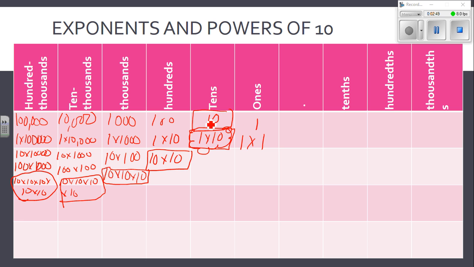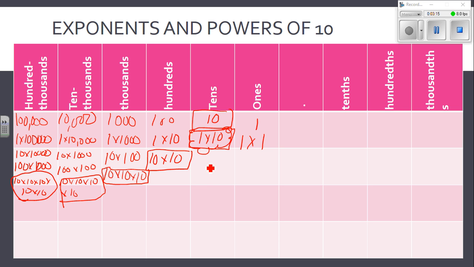Now, let's take a look at these. Take a look at the ones I marked. And so we need to focus on that. When we talk about exponents and powers of 10, powers of 10 means we're multiplying by 10. Exponent is the number that's telling us how many times we're going to multiply by 10.